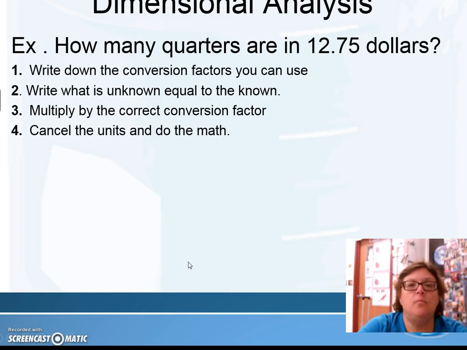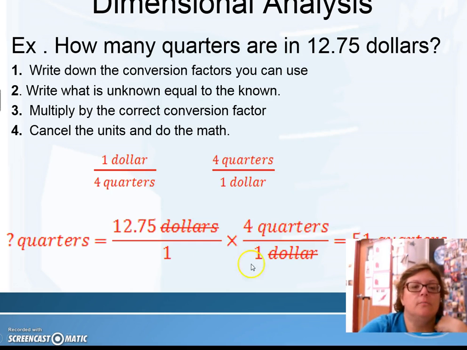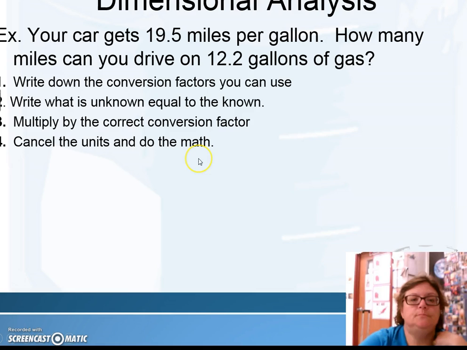All right, what if you had $12.75? So you start with $12.75, multiply by 4 quarters per $1 right here, and that gives us 51 quarters.